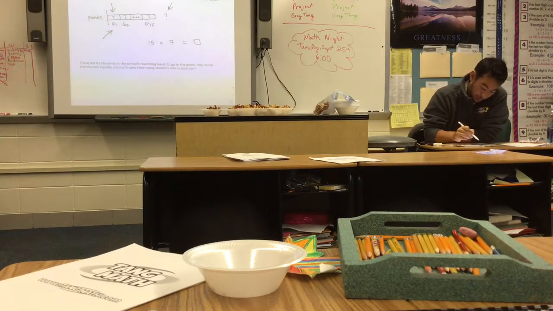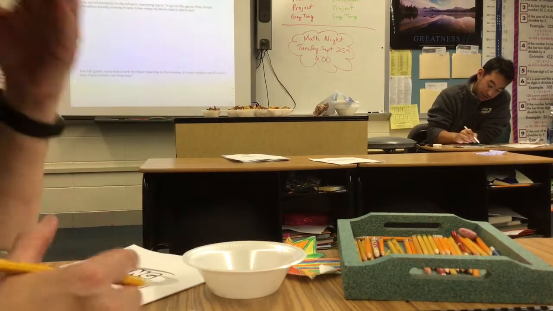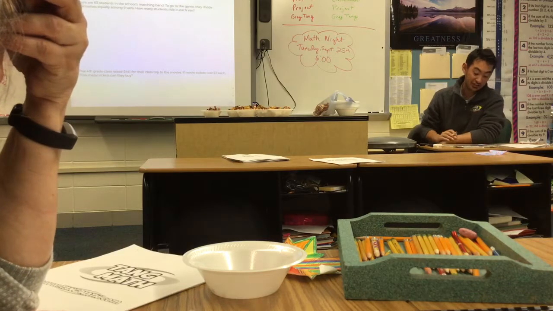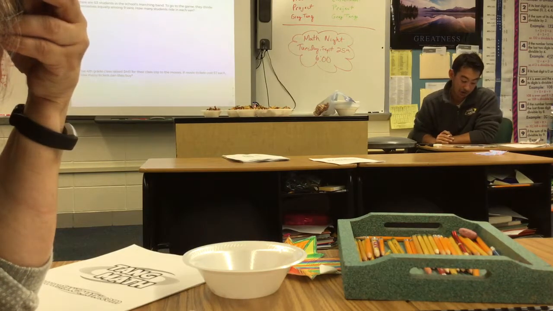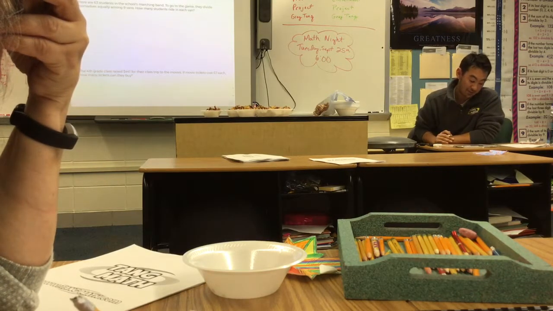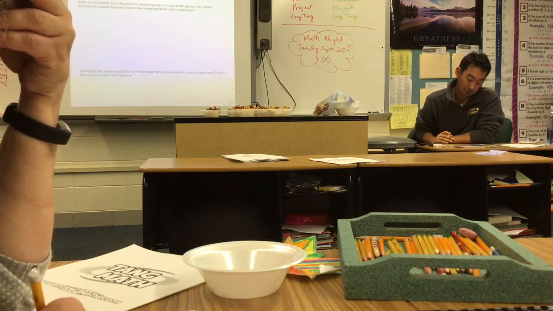Okay, let's try another one. Let's go to the one right below. Okay, now a different variable is missing. There are 63 students in the school's marching band. To go to the game, they divide themselves equally among 9 vans. How many students ride in each van?